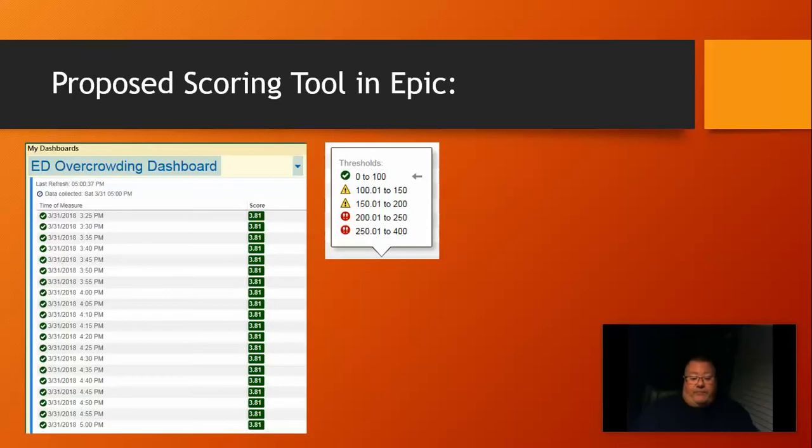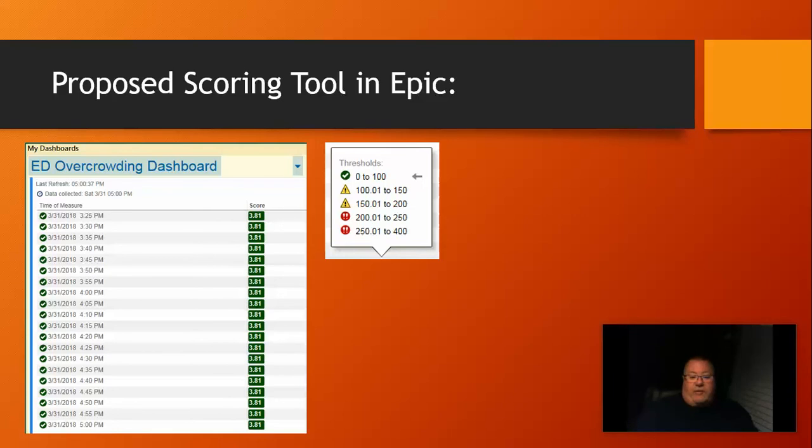This is an example of what it would look like in EPIC. I built this in our playground. Currently I have this running at every 5 minutes just for testing purposes. So if you look at the score here, it's 3.8. If you would right click on it, you would see your thresholds here. So obviously 0 to 100 would be normal operating scores. And then as they increase, the color would change also. And these are indicators that staff would see, and to start taking action before they get to an overcrowded situation.